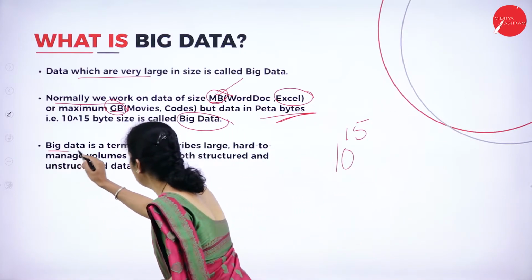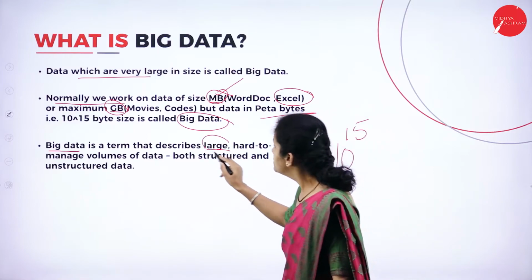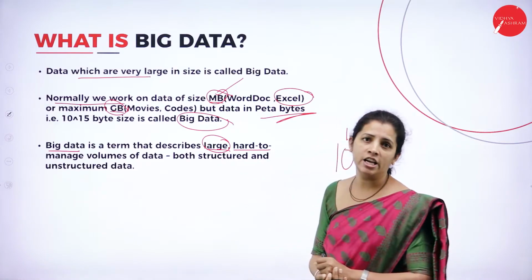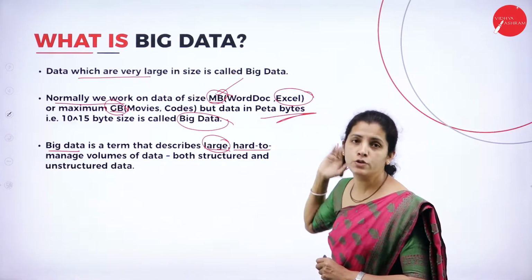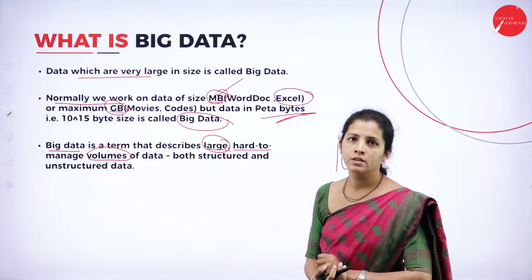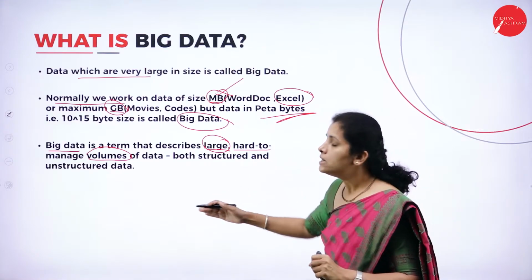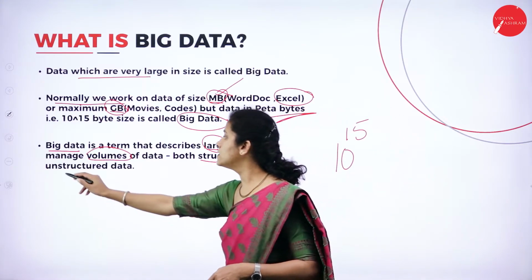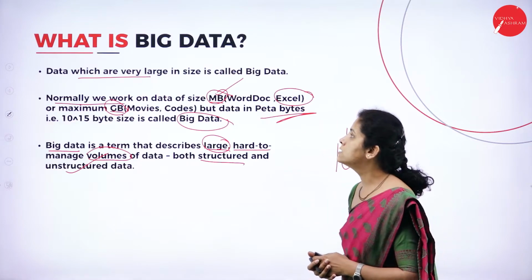So big data is a term that describes large data. It is mainly used to describe a massive amount of data that is hard to manage. It's very difficult to manage a massive amount of data. So the size of the data is measured in terms of volume. And the data may be in the form of structured, semi-structured or unstructured.